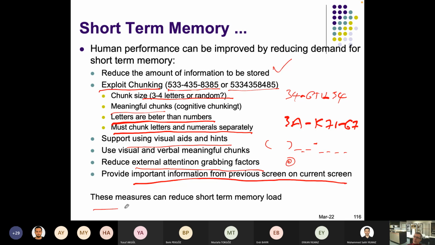These measures, and some other measures, of course, these are just examples, reduce the use of short-term memory, the load on the short-term memory. Therefore, the interface is set to be easier to use. So if the interface is easier to use, usually it does not use short-term memory a lot. If the short-term memory use is required more, then our interface becomes harder to use.